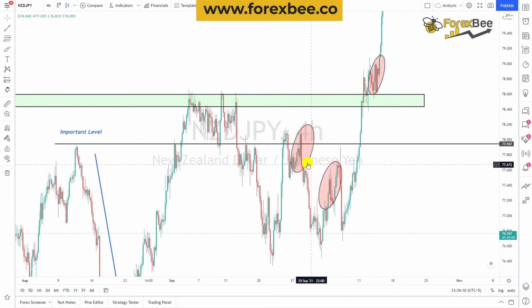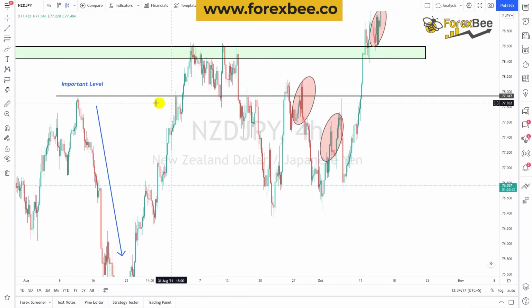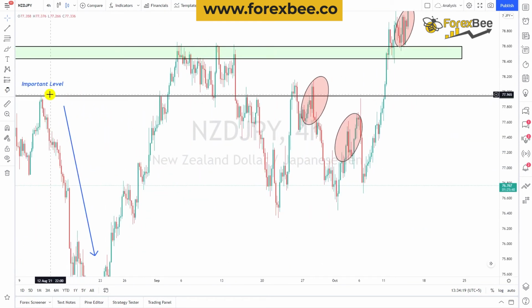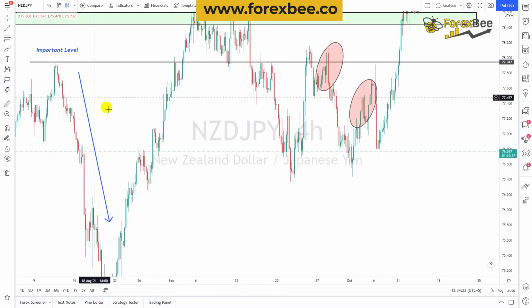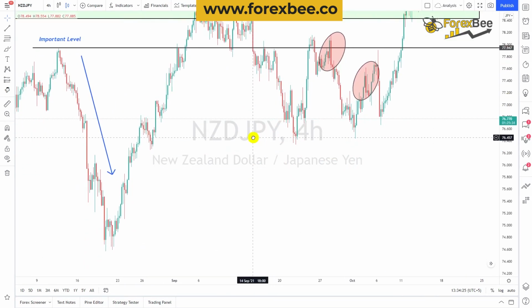So here at this level, if we look at the chart in the past, we can see that there is a level forming here after which a lot of supply came in, and the price went downwards. It gave a big bearish move from here to here. So this is an important level because after that the price went downwards.